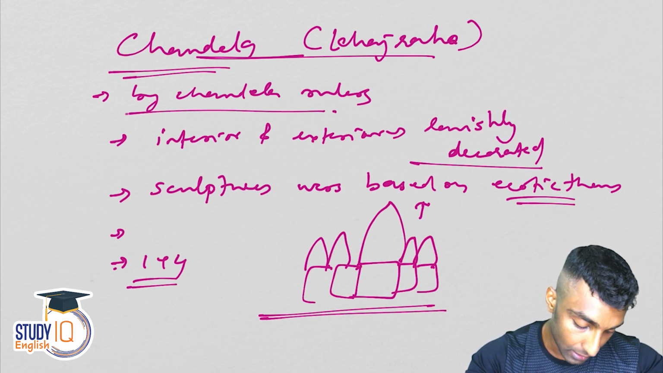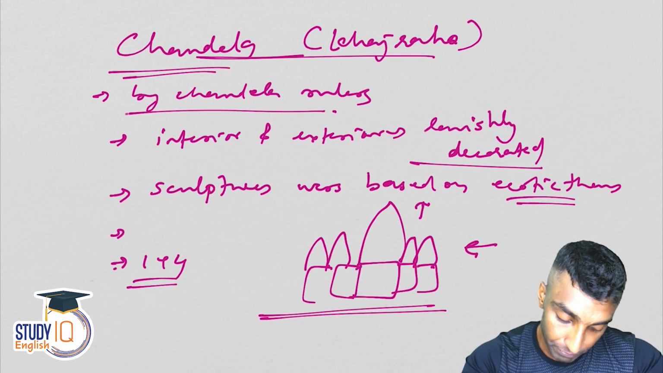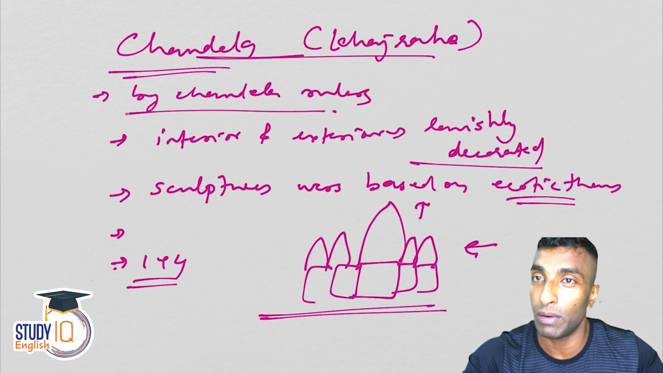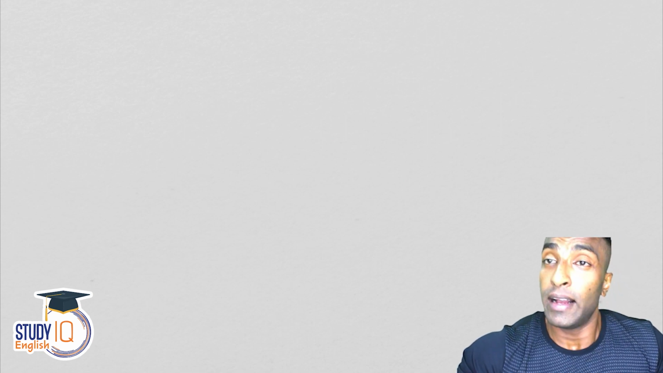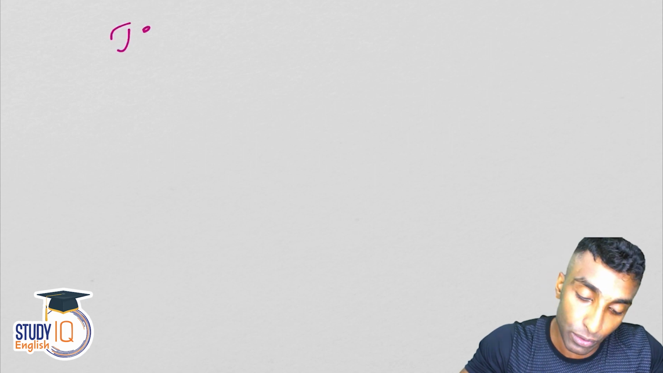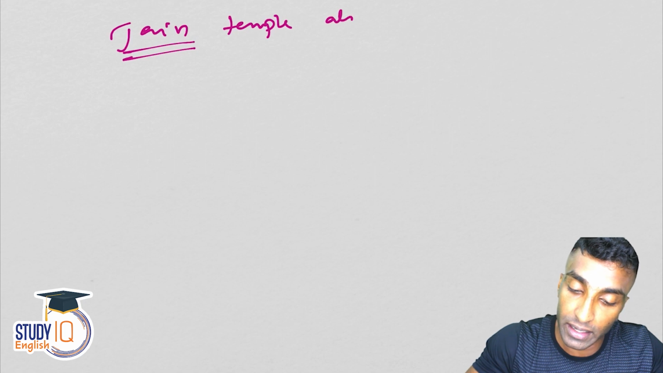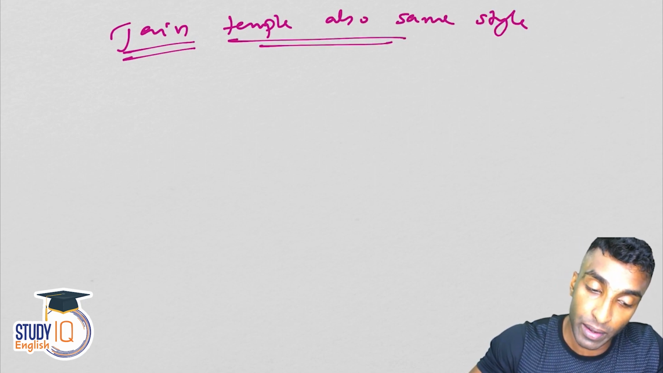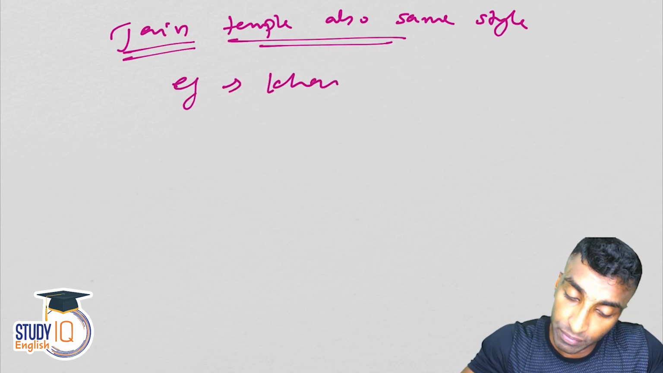So this gives you an impression of a mountain range, right? Every deity is given one shikhara, small for the subsidiary deity and bigger for the main deity. And guys, not just Hindu temples, but Jain temples are also made in the same style. Example, Khandariya Mahadev.